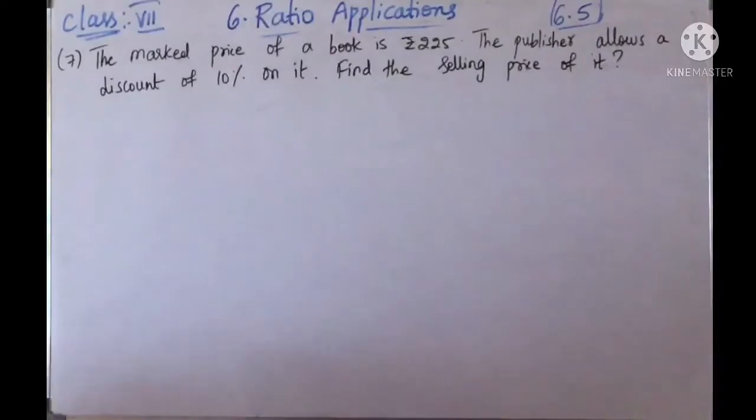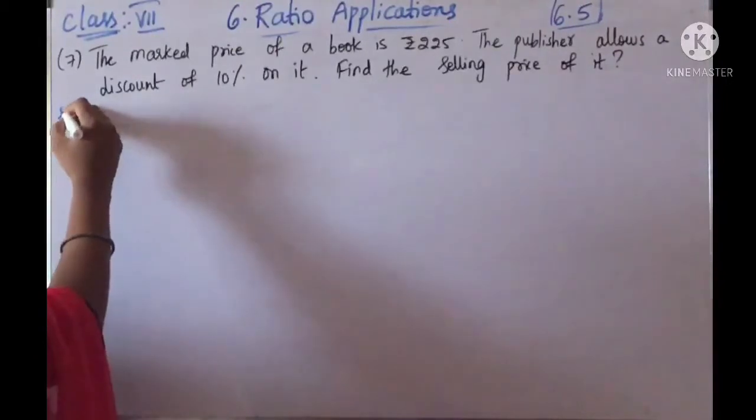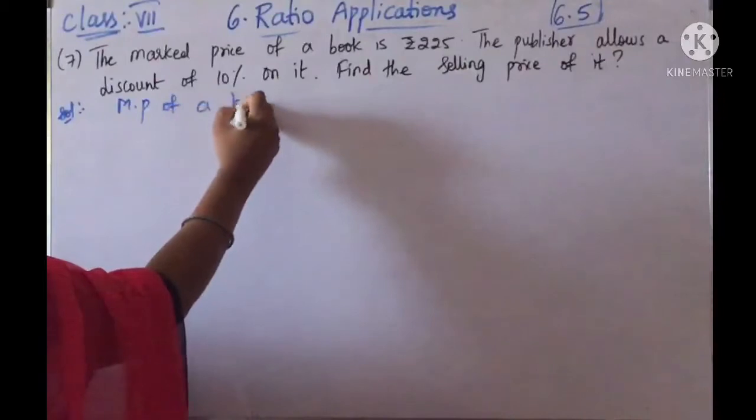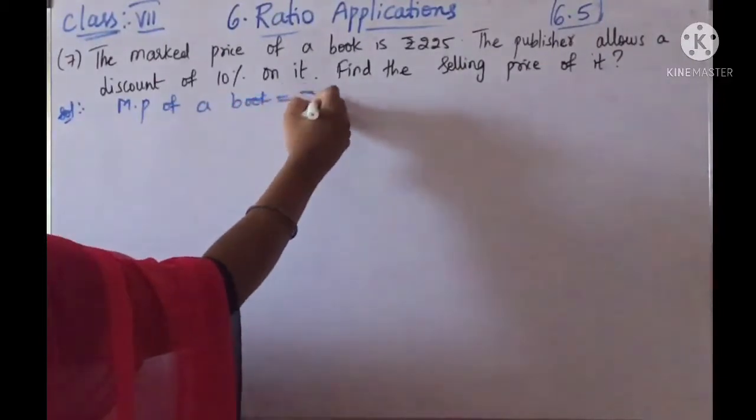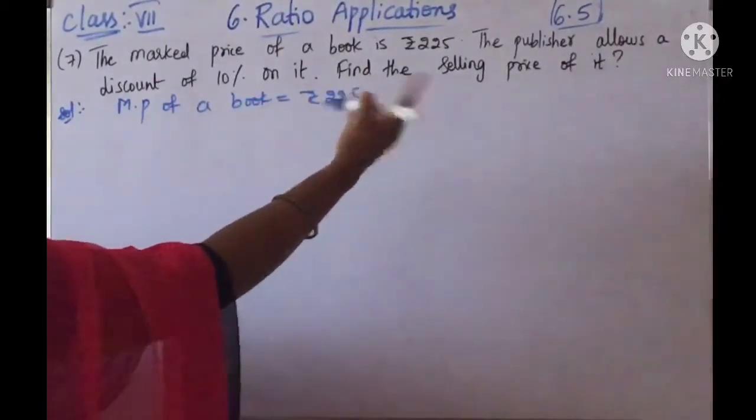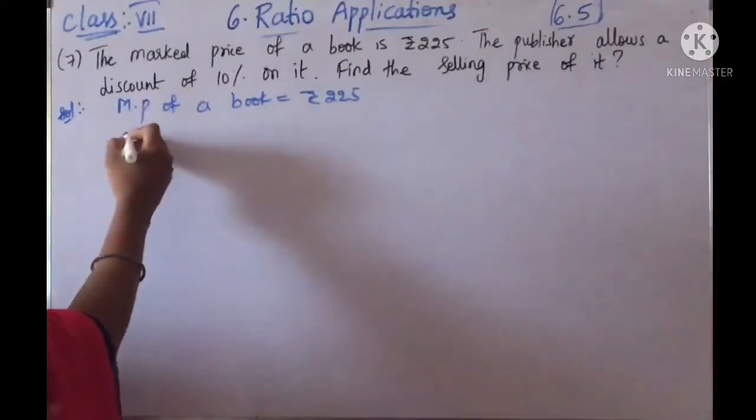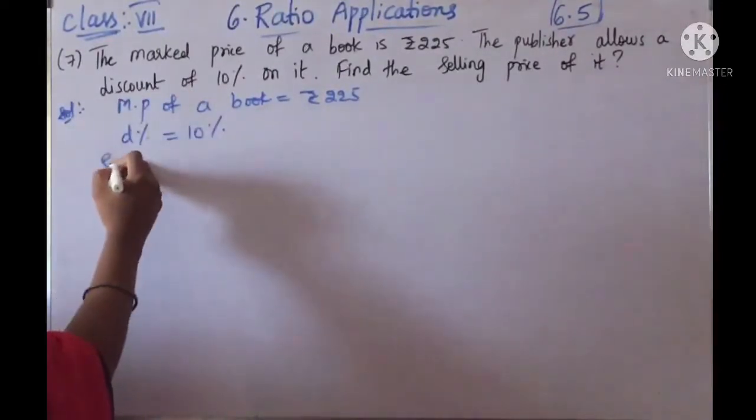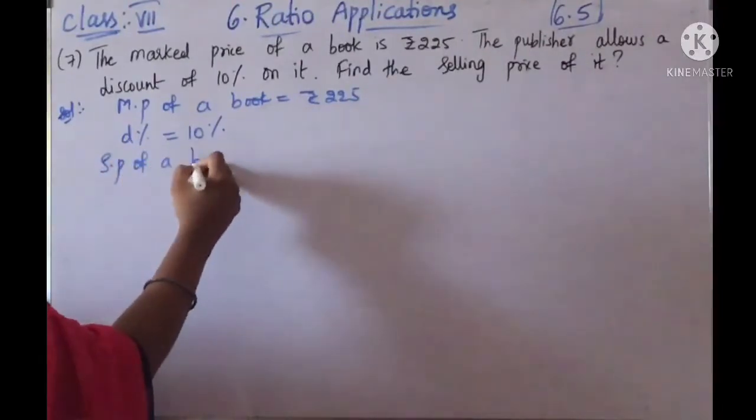Coming to seventh sum, children, the market price of a book is 225. The publisher allows a discount of 10% on it. Find the selling price of it. Right? So what is given? First we are going to write market price of a book. How much is given? Rupees 225. And the publisher allows a discount percent as 10%. We need to find the SP of a book.